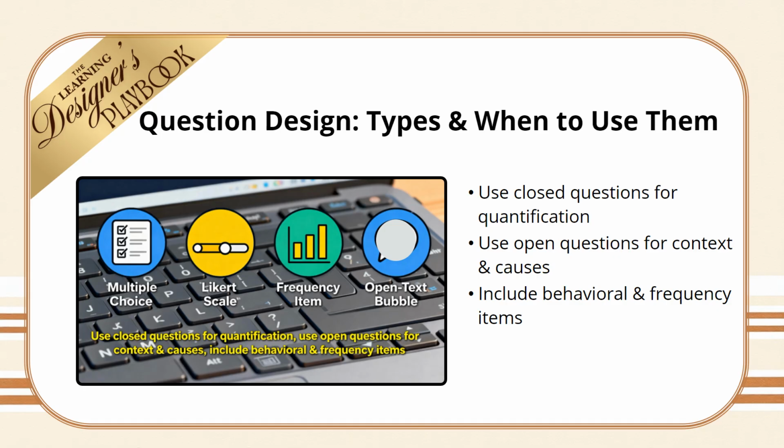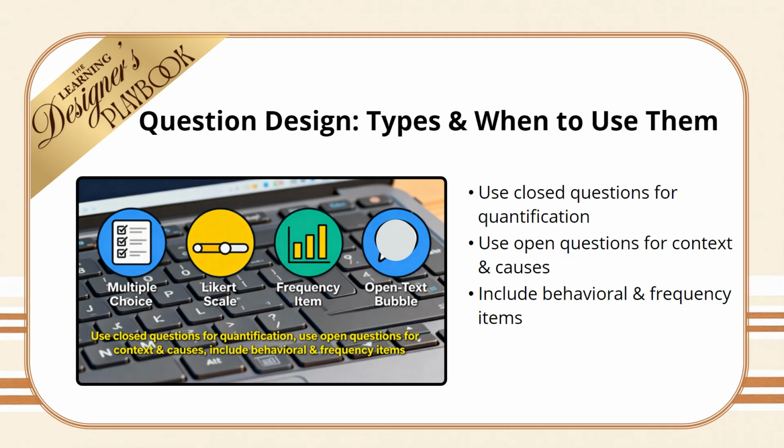Avoid overusing open questions. They can be difficult to analyze at scale. Forced choice items reduce ambiguous answers. Reverse-coded items should be used cautiously. Strategic mixing of question types balances clarity and depth. Thoughtful question design improves both participation and data quality.